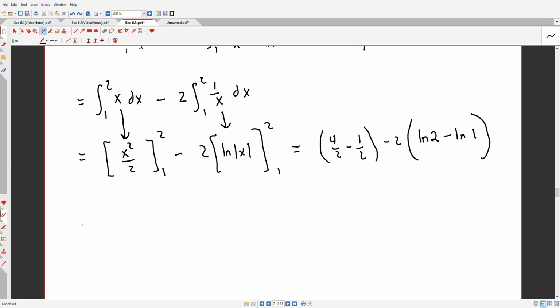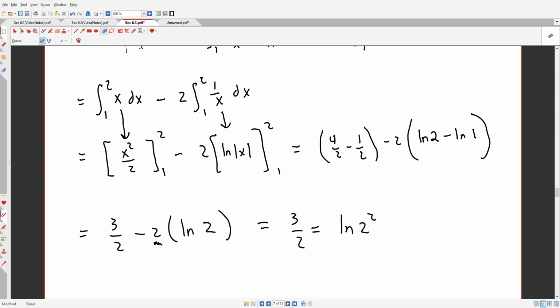Alright, so when we do this, I get 4 halves minus 1 half is 3 halves, minus 2 times the natural log of 2, because hopefully you remember from practicing a lot that the natural log of 1 is 0. So this is a perfectly good way to leave your answer, but I'll show you one other way to rewrite it, just in case. If this were like a quiz question, maybe they would sneakily rewrite this. So this 2, you can use your log power rule to bring that 2 up.